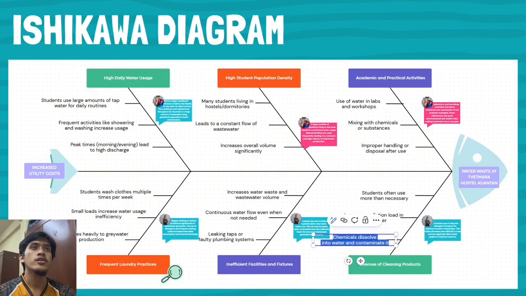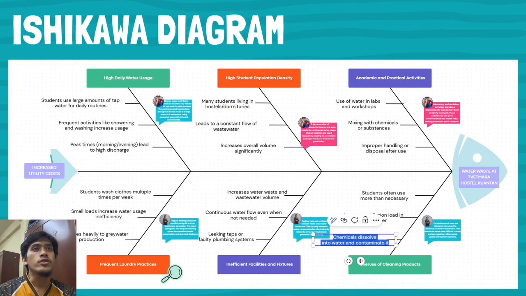First is high daily water usage. Students use large amounts of tap water, especially for frequent activities like showering and washing. Peak times are in the morning and evening, which leads to high discharge. The second cause is high student population density. Many students living in the hostel leads to a constant flow of wastewater, which increases the overall volume significantly.